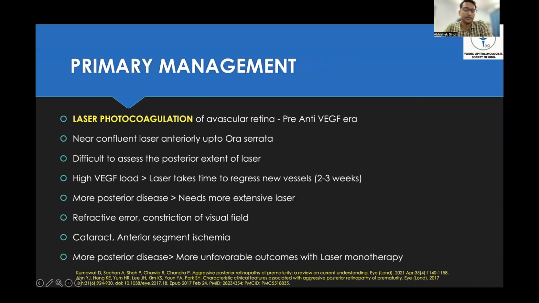In the pre-anti-VEGF era, laser photocoagulation of the avascular retina was the primary modality of treatment even in aggressive ROP, and is still used today in some cases as a primary modality of treatment. Now, lasers in ROP are a bit different from the PRP which we do for diabetics. These are near confluent lasers done anteriorly up to the ora serrata.